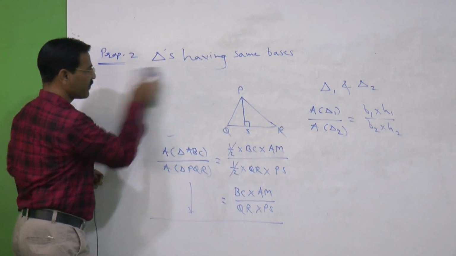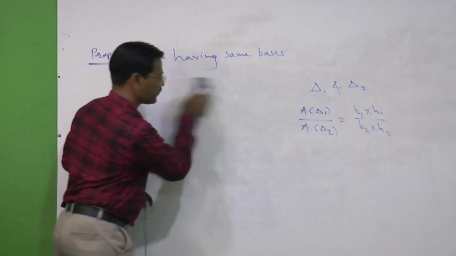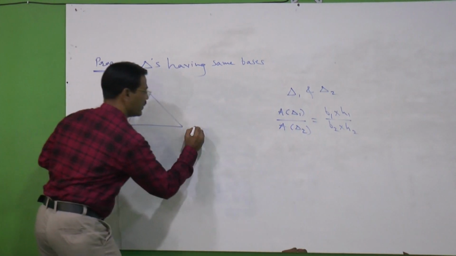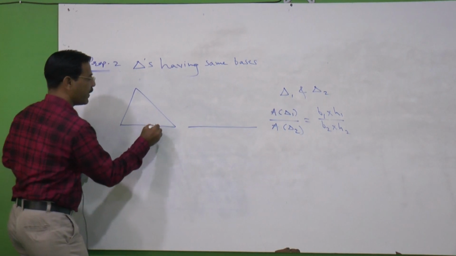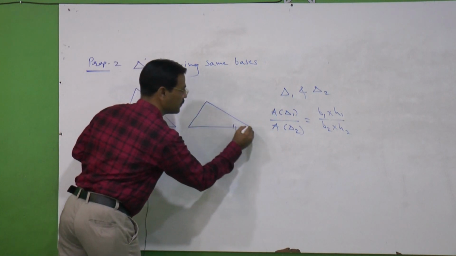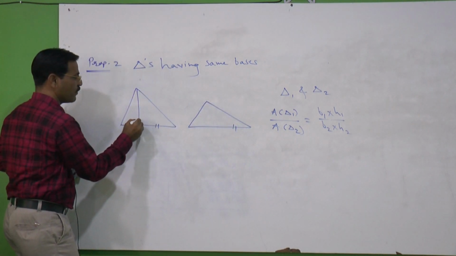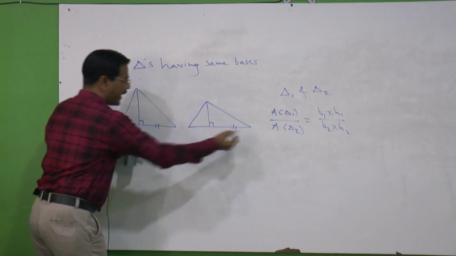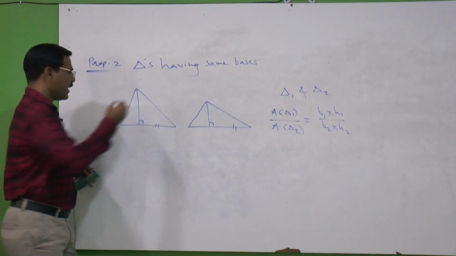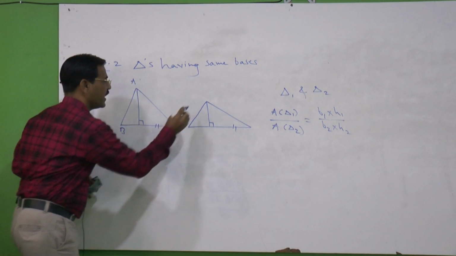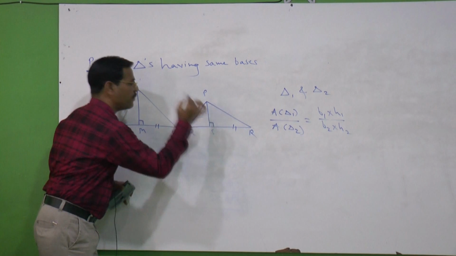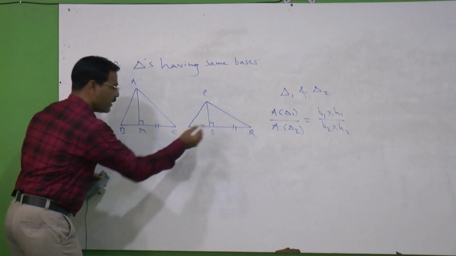See, first I'll draw a different figure here. They have the same bases. Look here, these are the two triangles in which the bases are the same. Okay friends, now we'll take different heights like this. Just try to observe here. They have the same bases but different heights. I'll write the names here also: A, B, C, and here P, Q, R. We can take any names here, AM and PS. And now look here, they have the same bases, meaning BC equal to QR.